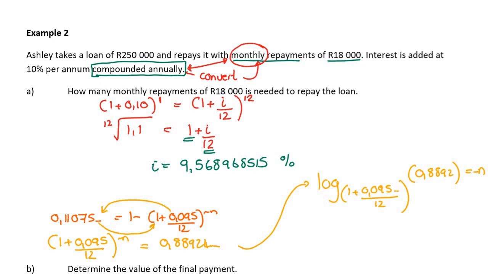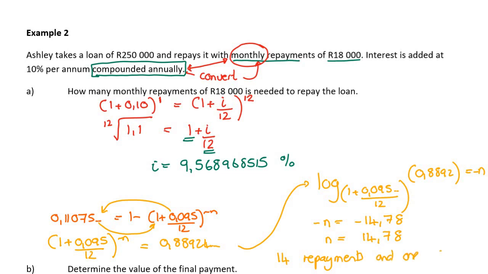and then you only have to put in all the decimals for the interest rate. Now I get negative n, hopefully this is right, negative 14.78 if I round to 2 decimal places. So n is equal to 14.78. So how many monthly repayments of 18,000? There are 14 repayments of 18,000 and then one smaller one.